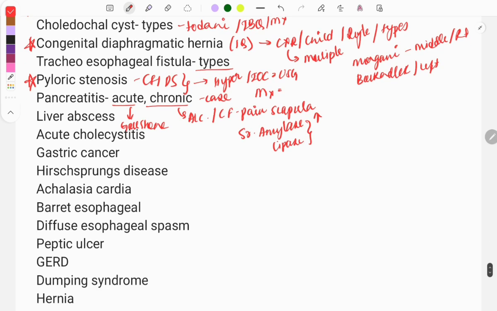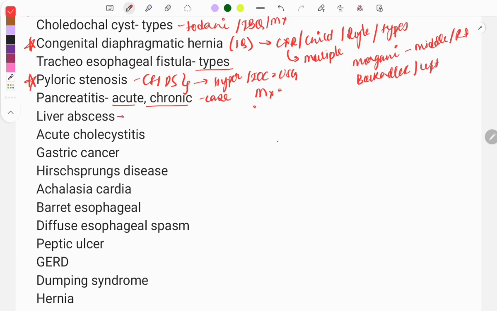Then moving on to the liver abscess. So there are the types of the liver abscess, like the pyogenic liver abscess, then amoebic liver abscess, then the hydatid cyst. So questions are repeatedly asked on this hydatid cyst. So look at all those points of the hydatid cyst, the images, and there are various stages.